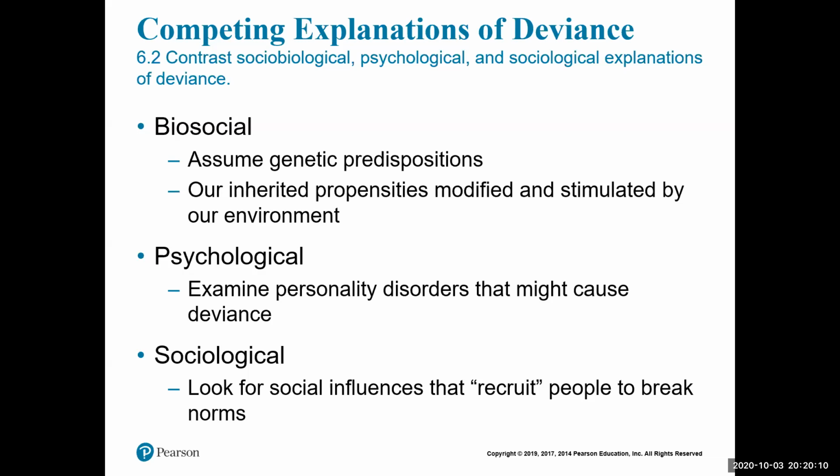So when we're trying to explain deviance, we have to look at it from all aspects. From a biosocial view, they look at it from a genetic predisposition. From a psychological view, they examine personality disorders that might cause deviance. Those personality disorders could be as simple as depression. It could be bipolar. It could be schizophrenia. Those types of personality disorders might cause deviant behaviors as well, depending on what's going on.